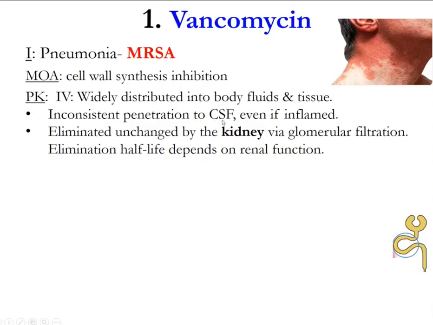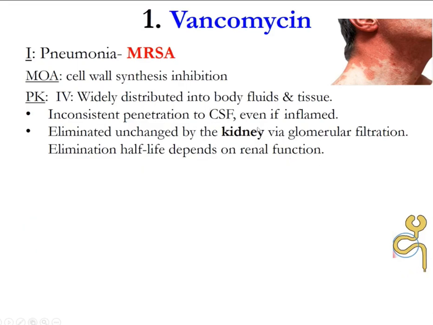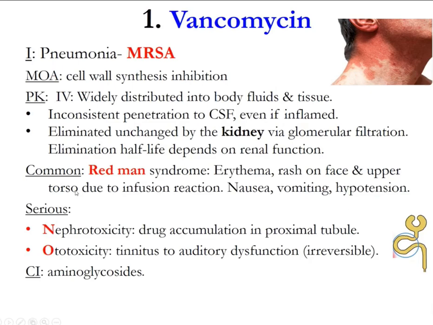Widely distributed, it can distribute very well into the body. It can even penetrate cerebral spinal fluid. That's very good. Eliminated unchanged by the kidney and glomerular filtration. This is very significant because this is associated with the adverse effect, nephrotoxicity, because this drug is eliminated through the kidney. That means if you already have a patient with a serious illness, you can go for alternate medication, but should not combine with aminoglycosides, all those we learned earlier.